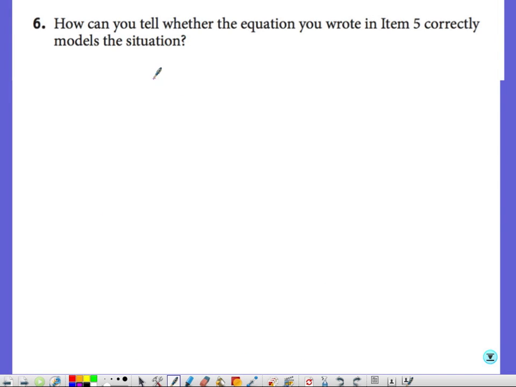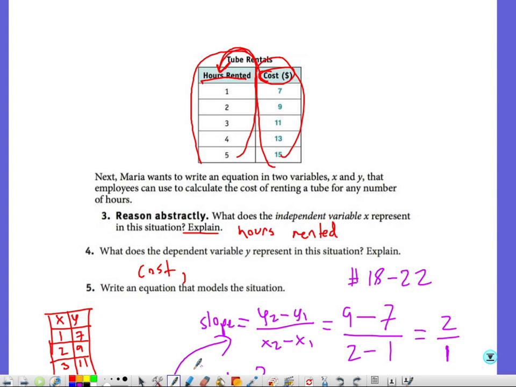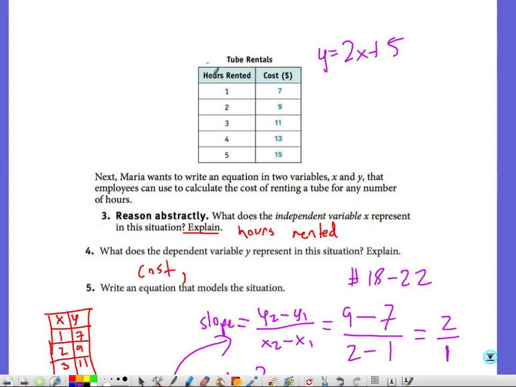How can you tell whether the equation you wrote in item 7 correctly models the situation? Well, let's take a look at our table. And the equation that we came up with was y equals 2x plus 5. Now remember that the first column, the x variable, was basically our input, and the y was the output. And what you can do is basically take each input, plug it into the equation for x.